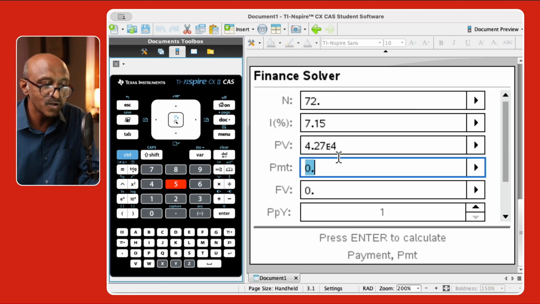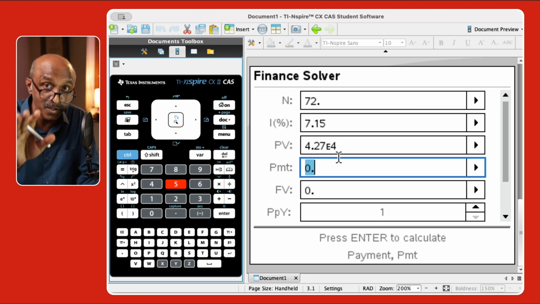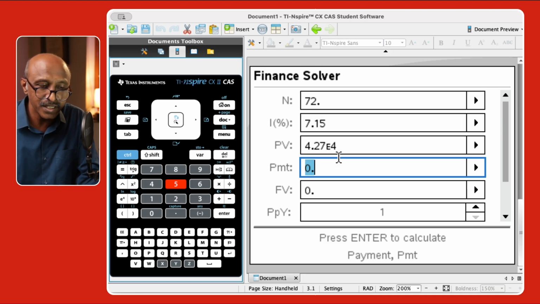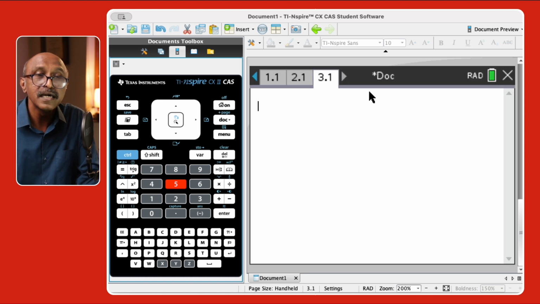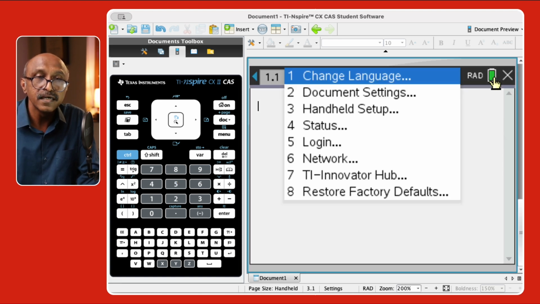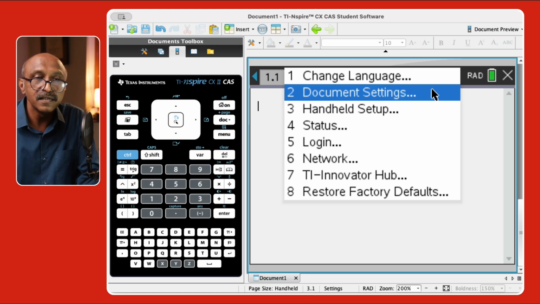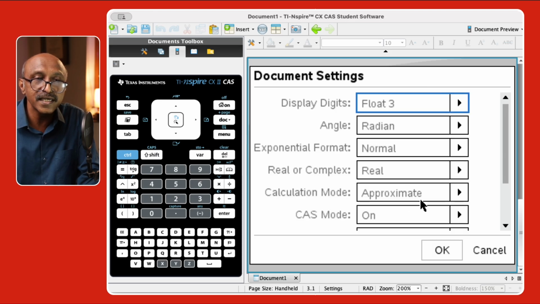Some kids get put off by that, so I'm just going to rectify that, all right? So just in case you see that happening in the exam, you'll know what to do. This is another hint based on your settings, okay? So I'm going to hit escape to come out of the finance solver, and I go to the settings. You can see how I'm doing that, okay? That battery icon, I can go to the document settings, and here you can see the calculation mode is set to approximate. If I change that to exact, everything is going to change in the financial solver.